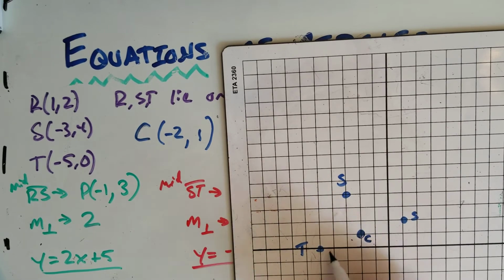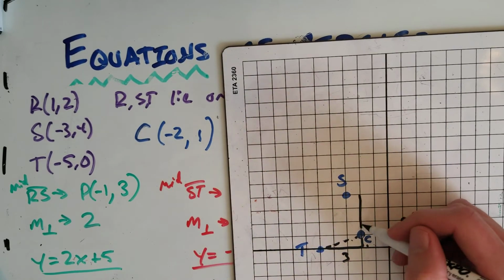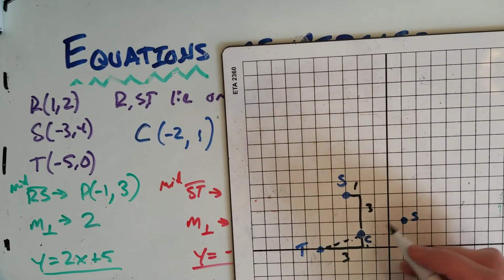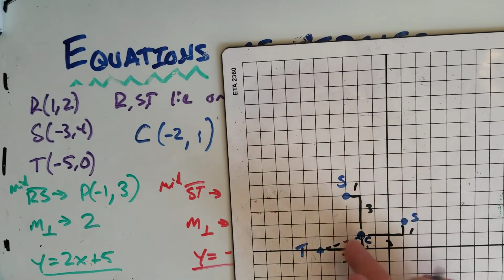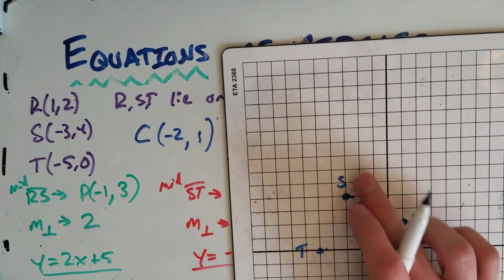If we make a right triangle for each one, they're all going to be a right triangle with one side of 3 and the other side of 1. So one leg is 3, the other leg is 1. So we know we are the same distance away from all of them.